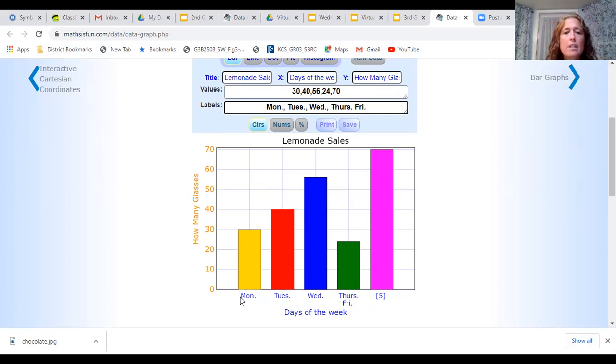Okay. And then across the bottom, why did the last one not show up? Oh, because I didn't put a comma in there. Okay, there we go. So across the bottom, we have our days of the week, and then we have our different color bars. So now we're going to think about what we can figure out by using this bar graph.